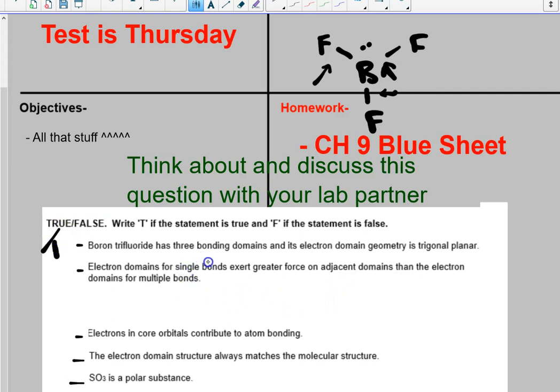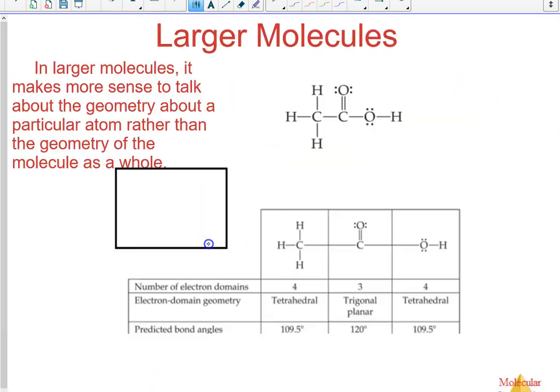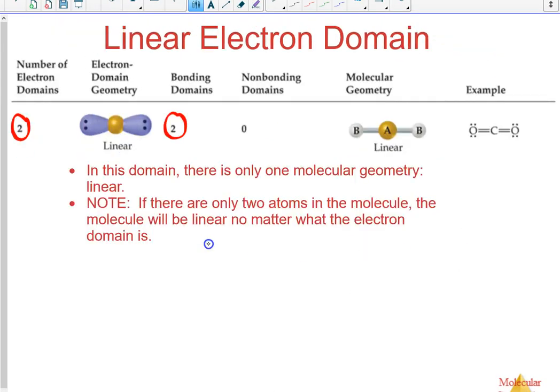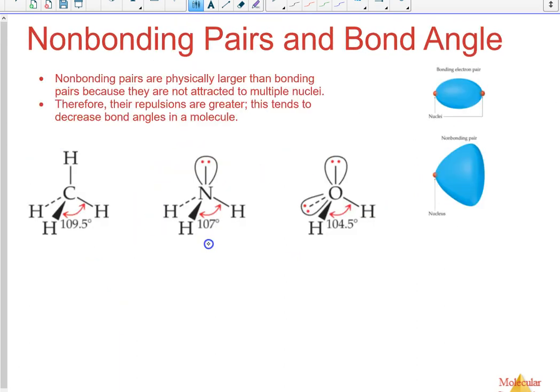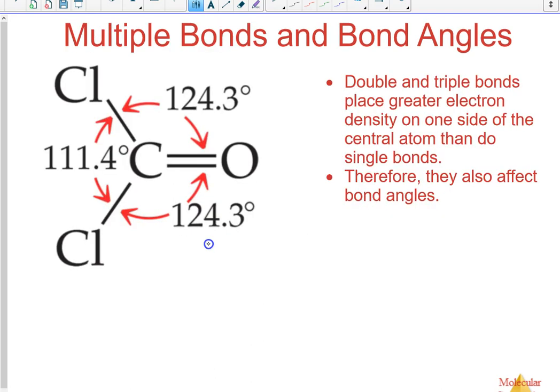Electron domains for single bonds exert greater force on adjacent domains than electron domains for multiple bonds. This is false. All right? Non-bonding pairs are physically larger, therefore they exert more force. And double and triple bonds place greater electron density on one side of the central atom than do single bonds, therefore they also affect bond angles. So a double bond will occupy more space than a single bond will.